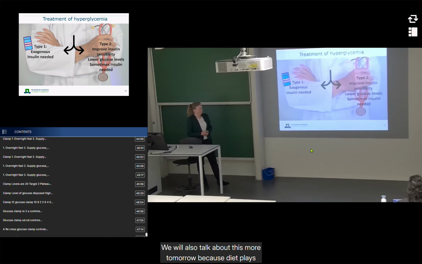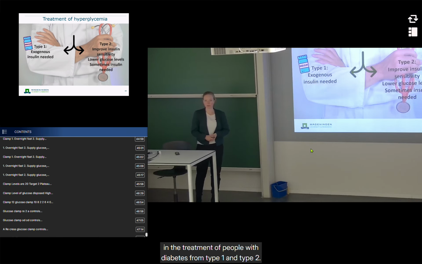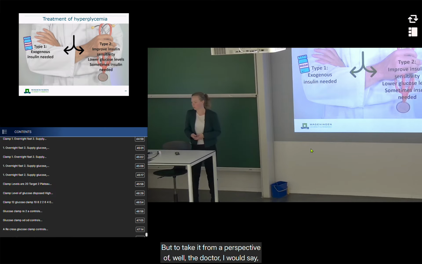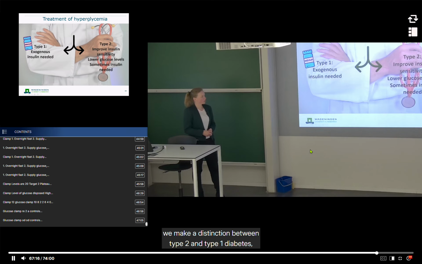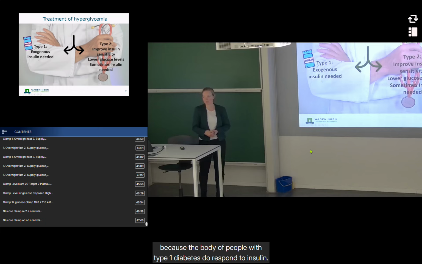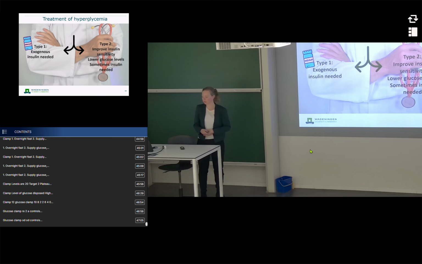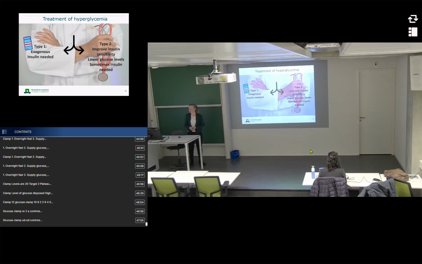We will also talk about this more tomorrow because diet plays a very important role in the treatment of people with diabetes, both type 1 and type 2. But to take it from the perspective of the doctor, we make a distinction between type 2 and type 1 diabetes. In type 1, there's actually only one problem, because the body of people with type 1 diabetes does respond to insulin, but the beta cells do not produce insulin. So when you give people injections with insulin, they are usually able to control their glucose levels.